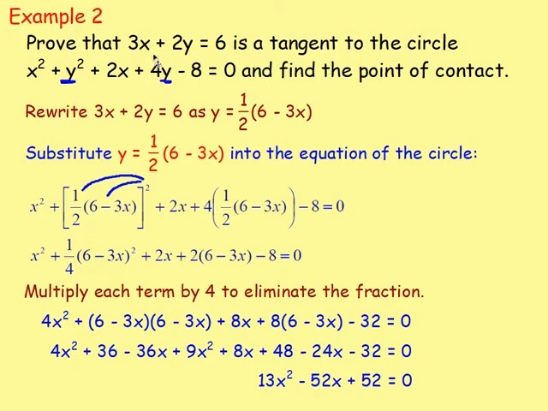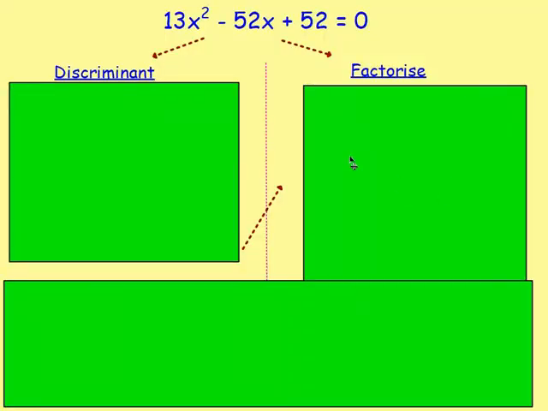So going back to the question, prove that that line is a tangent to the circle and find the point of contact. Well, what we've done first of all is we've substituted the equation of the line into the circle. So we've done that. Now we need to prove that that is a tangent. And to prove it is a tangent, that is when you think about the discriminant. So we had that 13x squared take away 52x plus 52 equals 0.